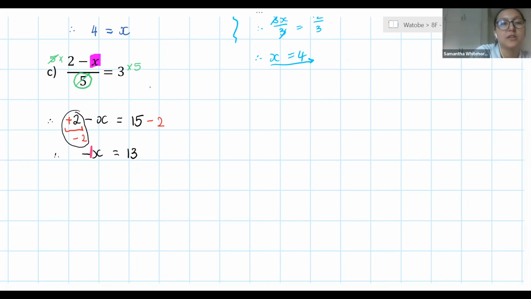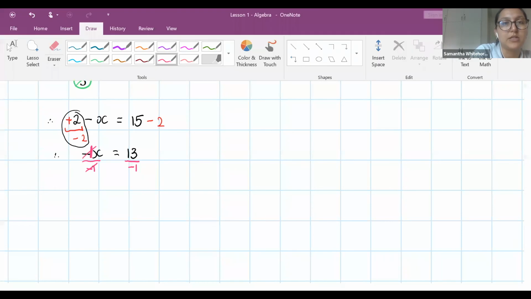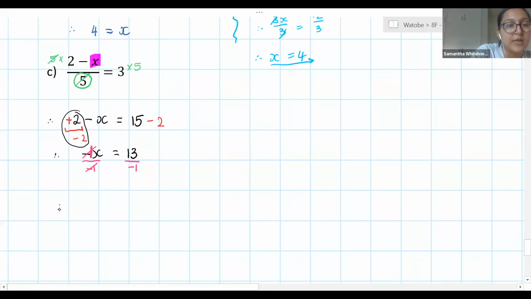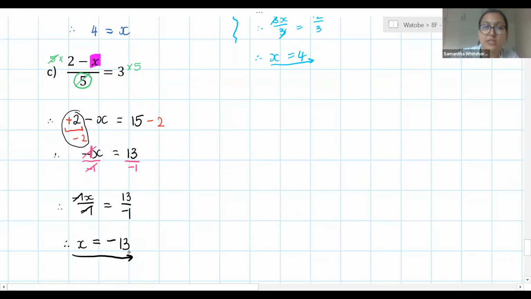Excellent, Sihle. Division. This is negative 1 times x. So the opposite of that would be to divide by negative 1. The negative ones essentially cancel each other out. So maybe let's just write this a bit neater. So I'm going to have negative 1x divided by negative 1 and 13 divided by negative 1, leaving me with just x on the left. Who knows what that is? And a positive divided by negative is a negative, and 13 divided by 1 is then 13. So x here is equal to negative 13.